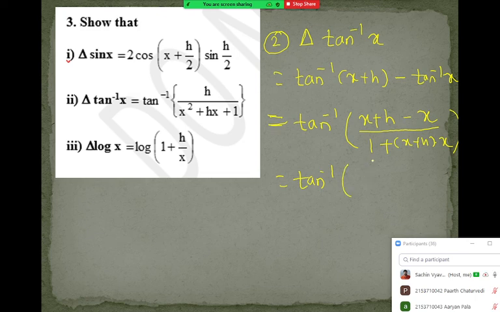So the x and x get cancelled. In the numerator only h is left. And if you simplify the denominator, 1 as it is, x square is there, plus hx is there, and plus 1 is there. And that's the required answer. So the identity that we used, tan inverse A minus tan inverse B, is tan inverse of (A minus B) upon (1 plus AB).